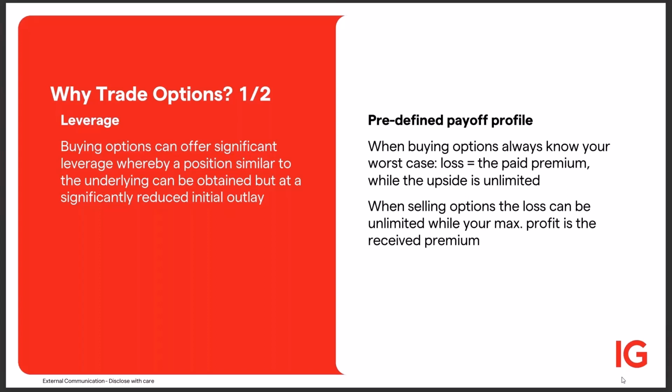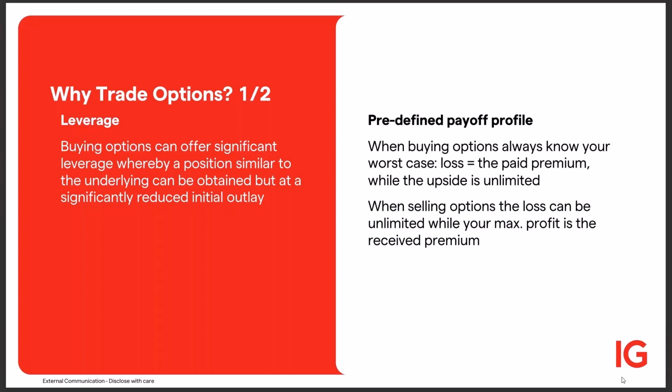The second point being a predefined payoff profile. Whenever you enter into an option, you always know what your payoff profile is, whether it's a single line option that you're entering, or a strategy, you always know your loss and your profit profile. Very quickly, when you're buying an option, you always know your worst case, because when buying an option, you pay a premium, which equals your max loss. While the upside is unlimited, of course, if the market goes in your direction.